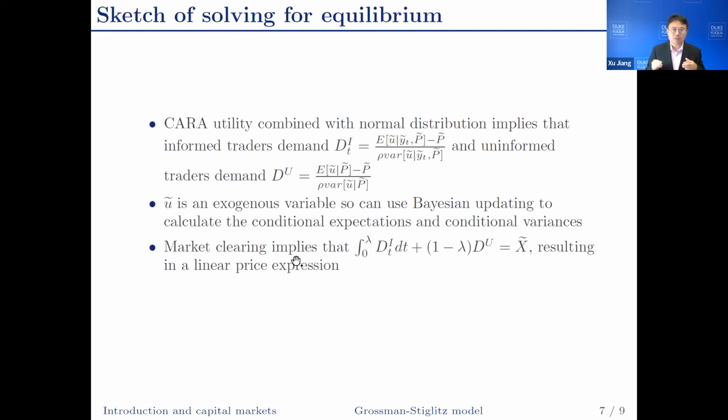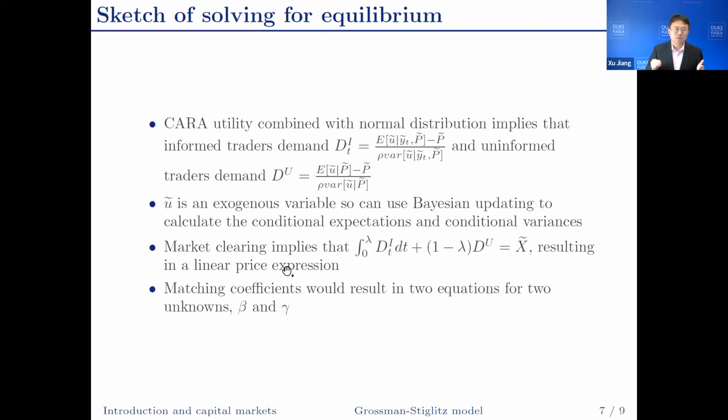And then market clearing is going to determine the price. And it eventually turns out it's a linear price. So each informed trader's demand is different because their private signal is different. So you have to integrate over their demand. For uninformed traders, they observe the same information, price. So their demands are all the same. That explains the market clearing condition.